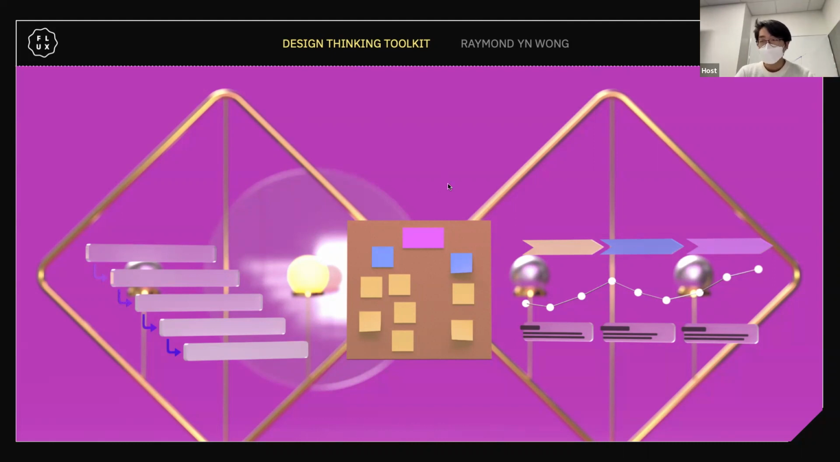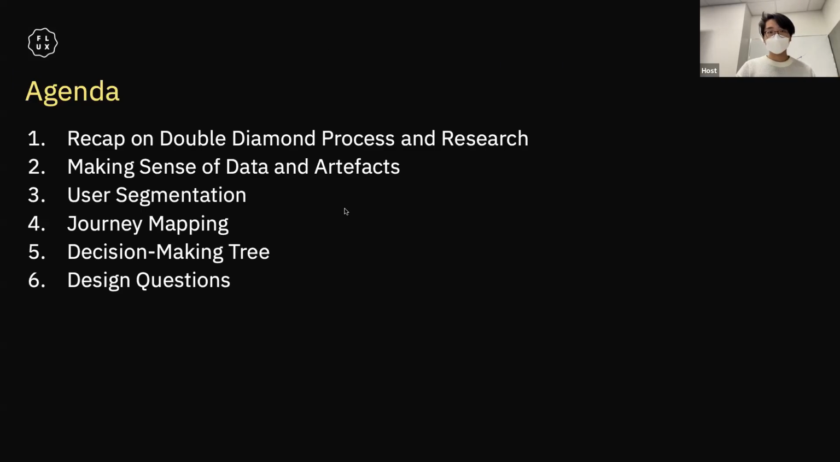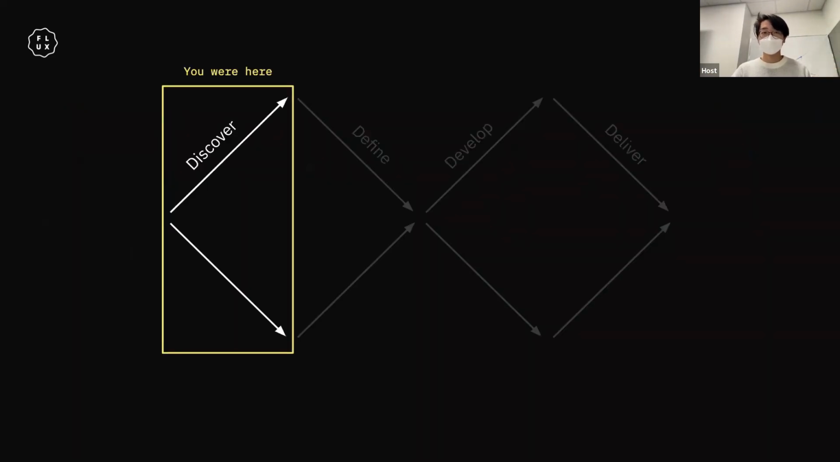For today, we are talking about the second stage of the double diamond process. I'm not sure if you were here in the last session or if you know anything about the double diamond process, but today we're going to do a little bit of recap on that first, and then talk about how you can make sense of data and how this design thinking works. This session is called Design Thinking Toolkit, and it's essentially about how you can make use of the data that you've gathered, turning them into design. So we're just going to start with some basic introduction to go back on the double diamond process.